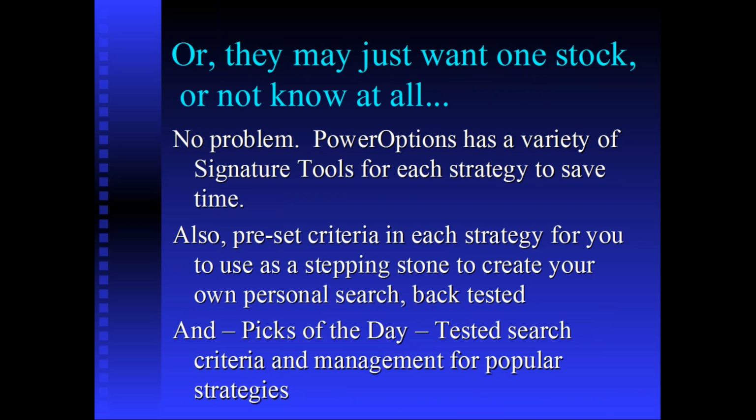Other investors may just want to look at a position one stock at a time, or not know at all what they're looking for, and that's no problem, because we offer a variety of signature tools for each strategy to help you save time. If you're bullish on a stock, we offer a long option finder where you can instantly find which calls would give you the best return if the stock hits your expectations. We've got spread chains which easily allow you to view parity trades between bull puts and bull call debits, for example, to see which one gives you the best bang for the buck.